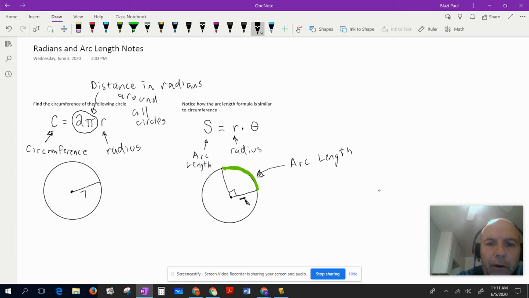And over here for arc length, we have this theta here. Well, what's theta mean? Theta means central angle. Okay. Central angle, or the measurement. And in this case, the central angle is 90 degrees. Okay. If you look here, central angle, I'll make another arrow here. That's this right here, right? It's 90 degrees.